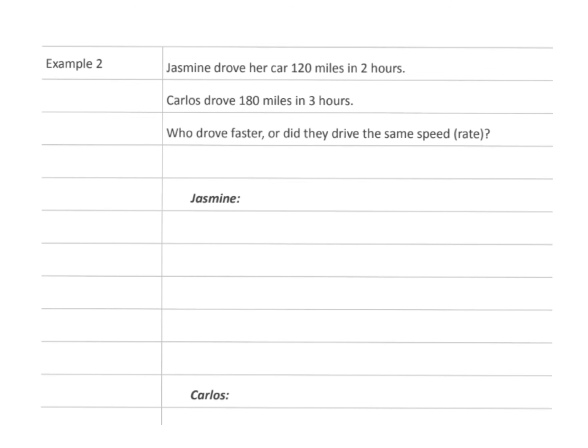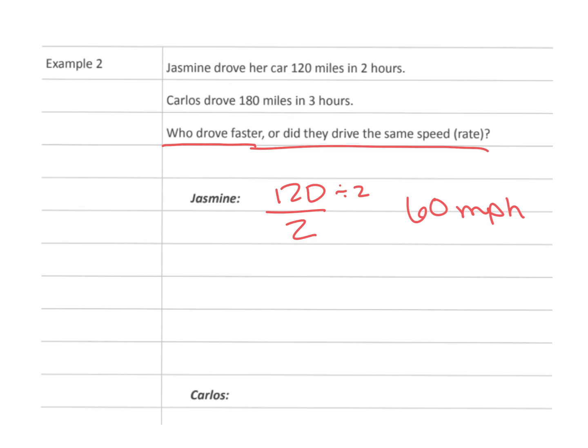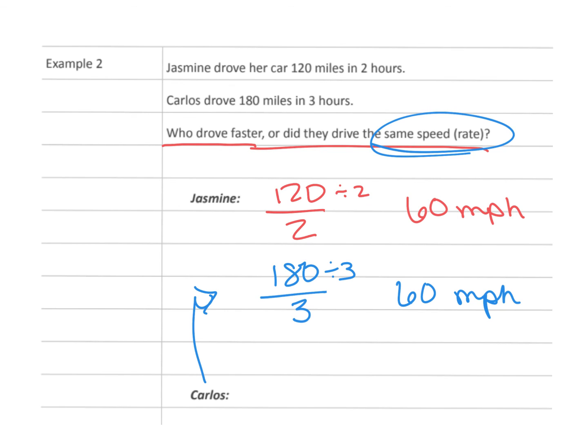So here we have to find out who drove faster, or did they drive at the same rate. So Jasmine drove 120 miles in 2 hours. So I'm going to divide that by 2. She drove 60 miles per hour. Carlos, I'm going to do in blue, drove 180 miles in 3 hours. Divide that by 3. He also drove 60 miles per hour, so they drove at the same speed.